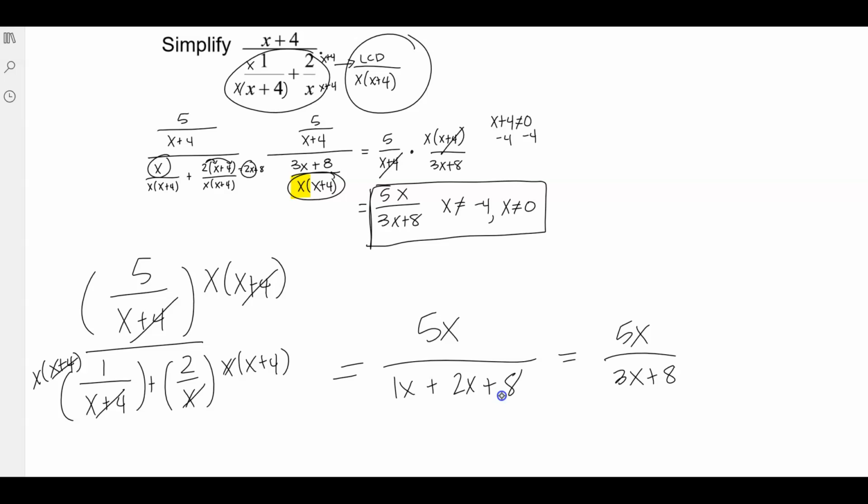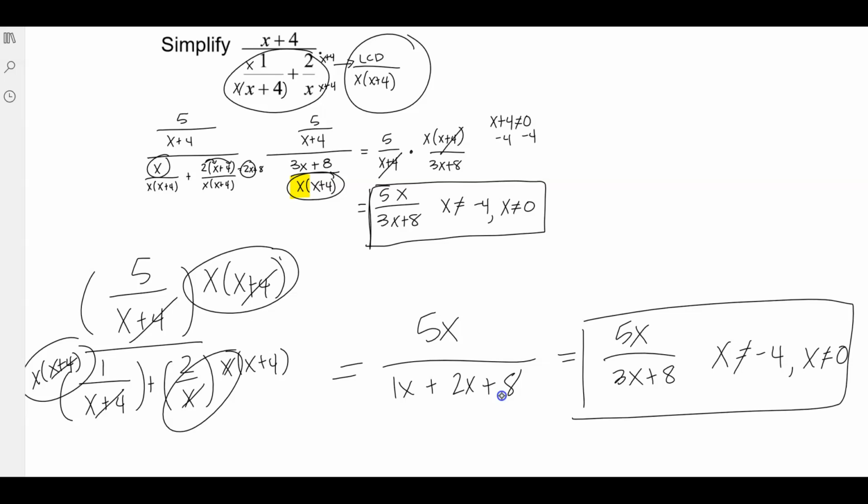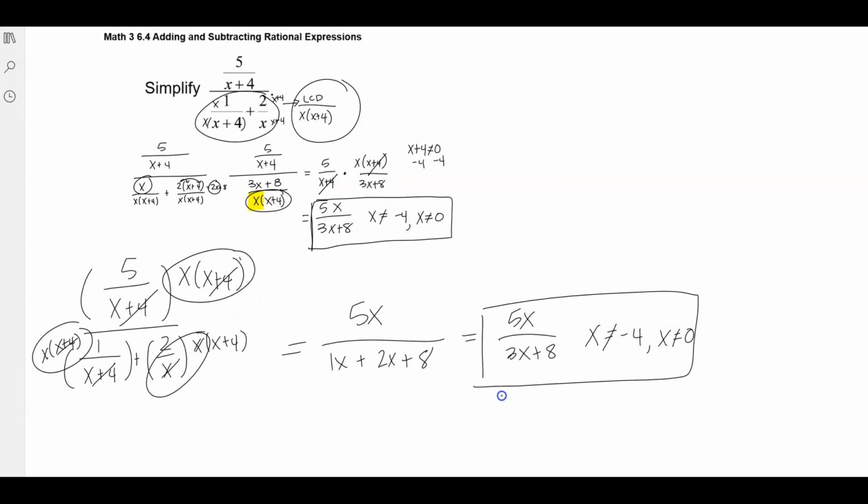And then since we crossed out the x's and the x plus 4's, you'll have your restriction of -4 and 0. So that's how you do it the second way. So whichever way you like to do that for your complex fractions, go for it. Whichever one makes the most sense and is the easiest for you to understand, I would choose that method.